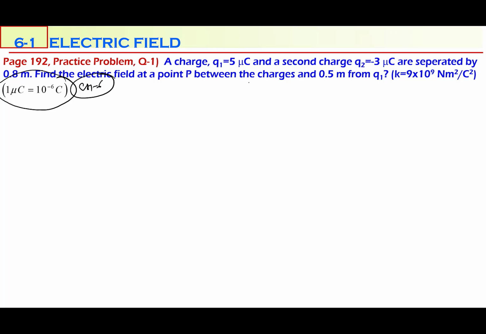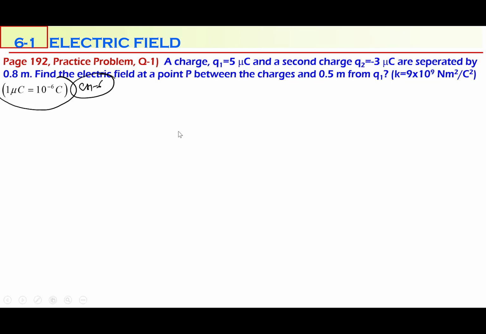So Q1 is 5 microcoulomb, and the second charge is Q2, negative 3 microcoulomb. One of them is positive, the other one is negative. They are separated by a distance of 0.8 meter. Find the electric field at a point P between the charges, which is 0.5 meter from Q1.